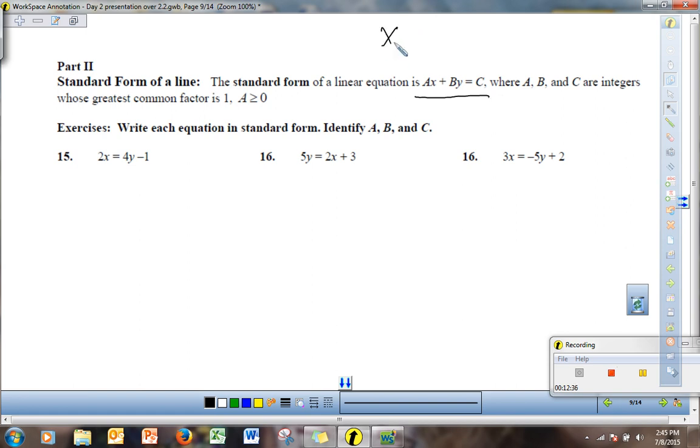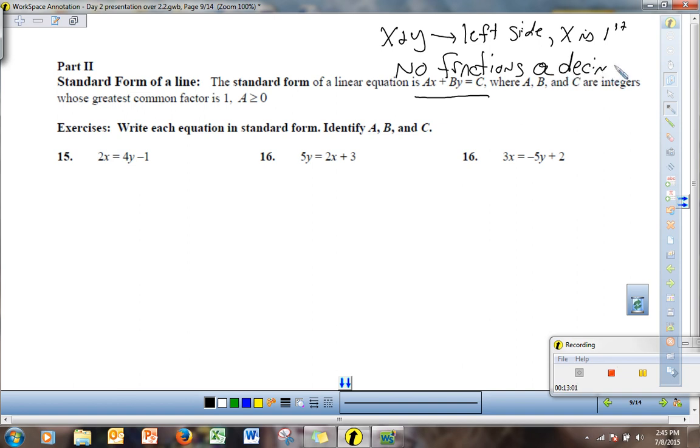X and y got to be on the left side of the equation. X has got to be first. And it also means that there's no fractions or decimals. And then last but not least, x has got to be positive.